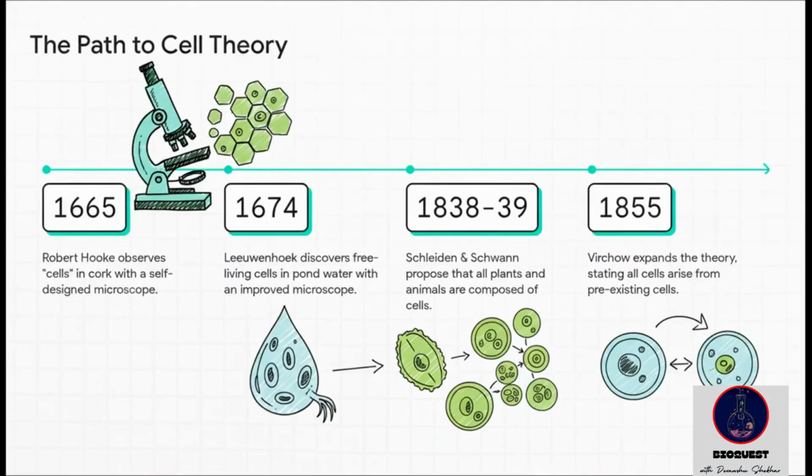Okay, so let's really get into this. Hooke's discovery basically kicked off this amazing scientific relay race that went on for almost 200 years. First up, Leeuwenhoek discovered these single, free-living cells just swimming around in pond water. Then, fast forward to the 1830s, and you have Schleiden and Schwann proposing, hey, maybe all plants and animals are made of cells. And finally, the last crucial piece of the puzzle came from Virchow, who stated that all cells have to come from cells that already exist.